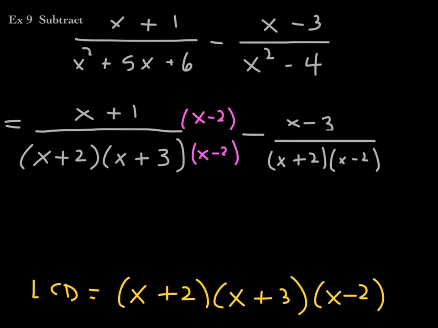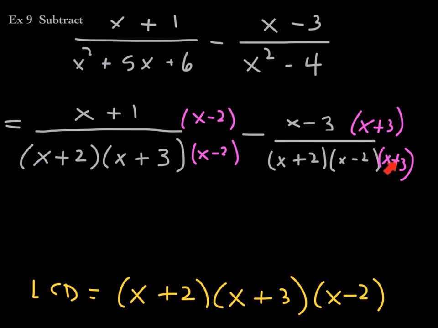As far as the second rational expression goes, I have an x plus 2, I have an x minus 2. What this denominator here is missing is the x plus 3. So if I can squeeze it in here, I'm going to multiply the numerator and the denominator by x plus 3. All right? So that's what I'm multiplying each of these rational expressions by. Notice that you're multiplying by 1 because x minus 2 divided by x minus 2 is 1. X plus 3 divided by x plus 3 is 1.